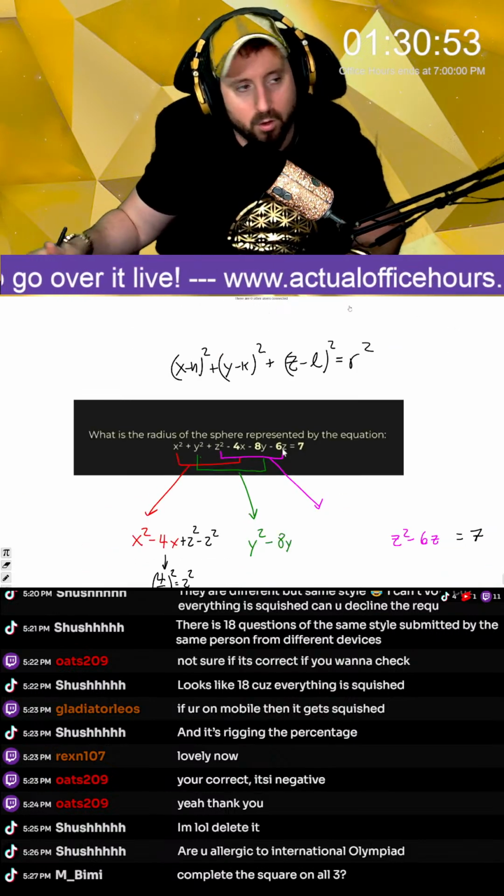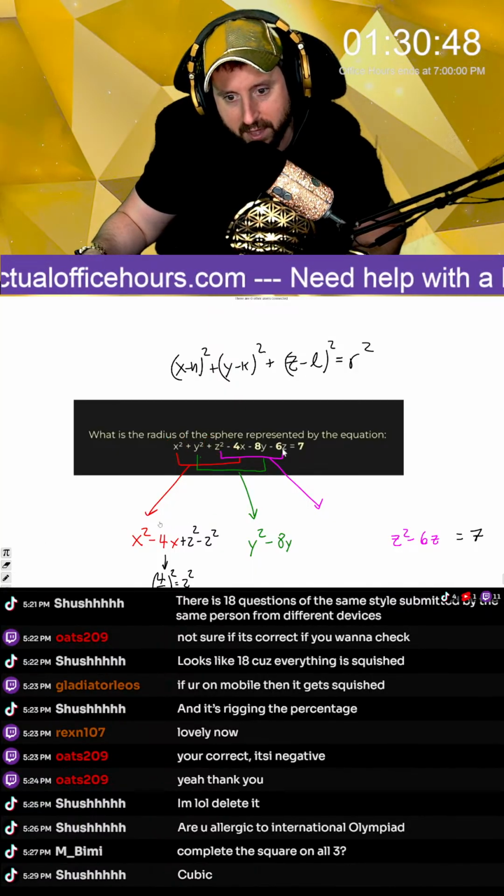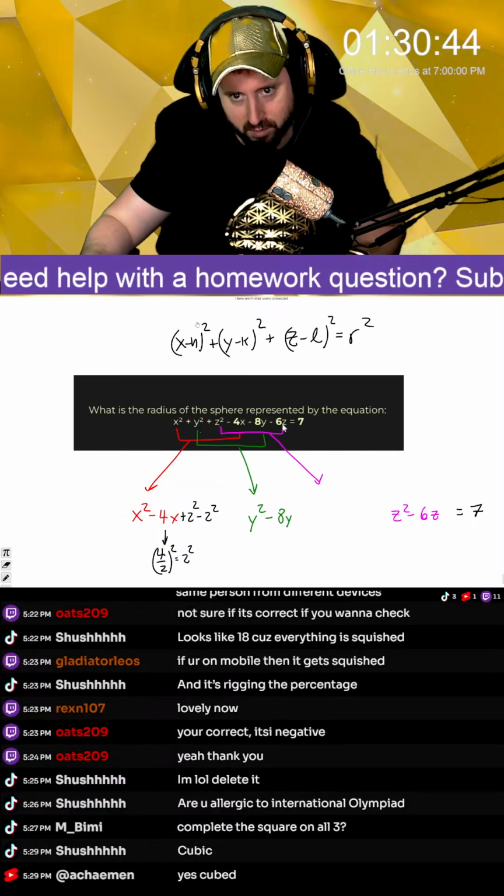Yeah, you're good. So, DMs, what we're doing here is, I rearranged the stuff with X to be in one place. And then I'm going to do completing the square to this to make it look like this.